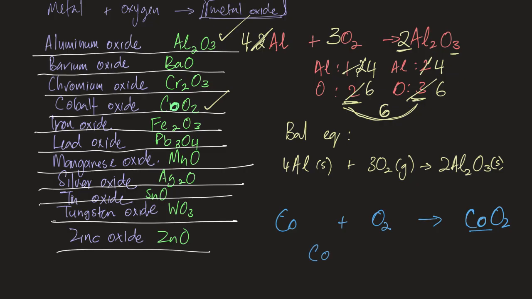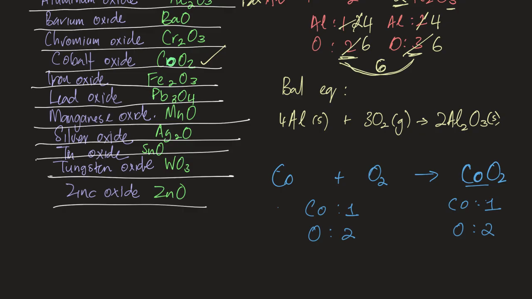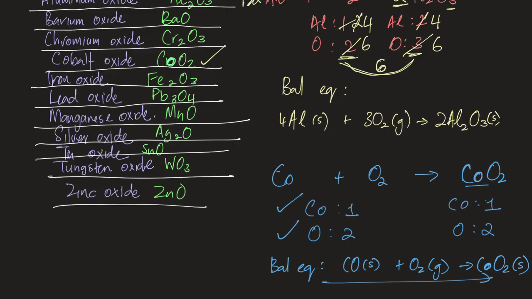Right, I've got Co and O, and here I've got Co and O. Now my cobalt on this side is 1 and my oxygen is 2. My cobalt on the other side is 1 and my oxygen is 2. So what I'll notice about this one is that my right hand side and my left hand side already balance. You must still write the balanced equation, and you'll say Co, which is a solid, plus O2, which is a gas, will give you CoO2, which is a solid. And that's your final balanced equation.